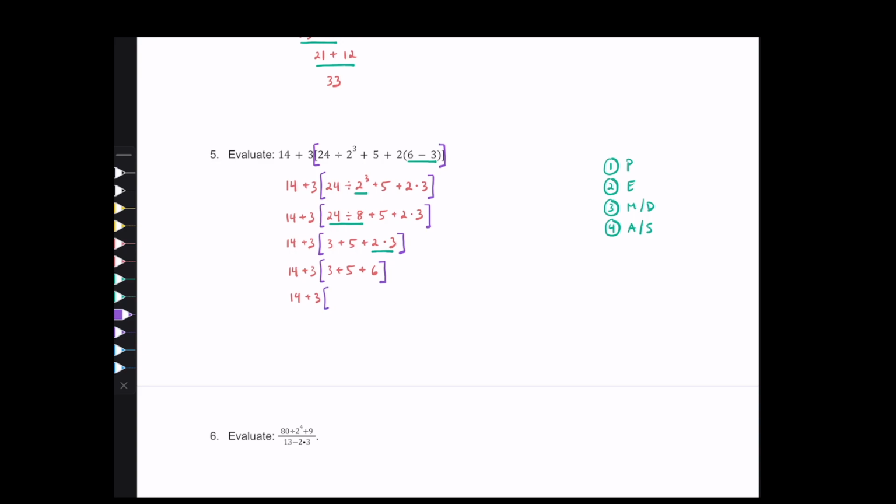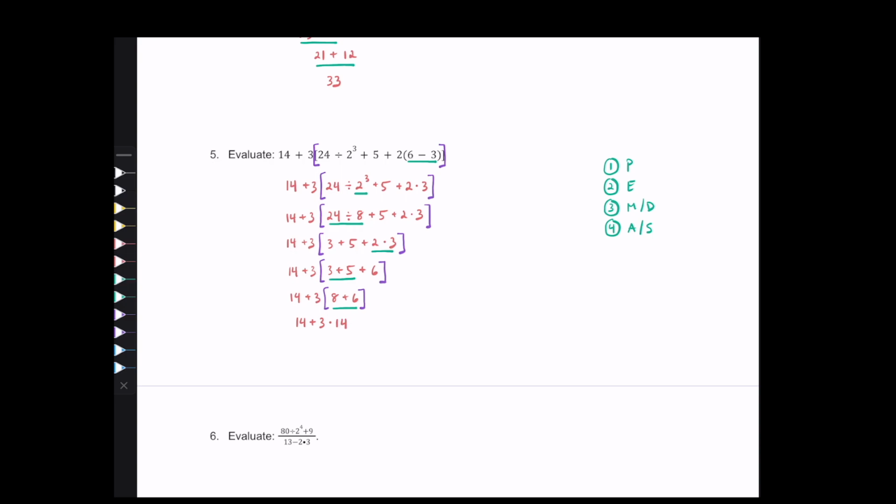And we have just a bunch of addition in here. I'm just going to go left to right. Obviously, you can add these together if you like, but 3 plus 5 is 8. So 8 plus 6 is what's still inside here. And finally, what's 6 plus 8 or 8 plus 6? That's going to be 14. So again, that's 3 times 14.